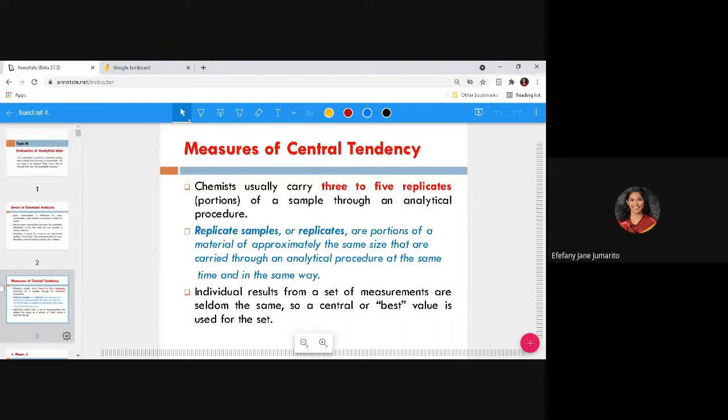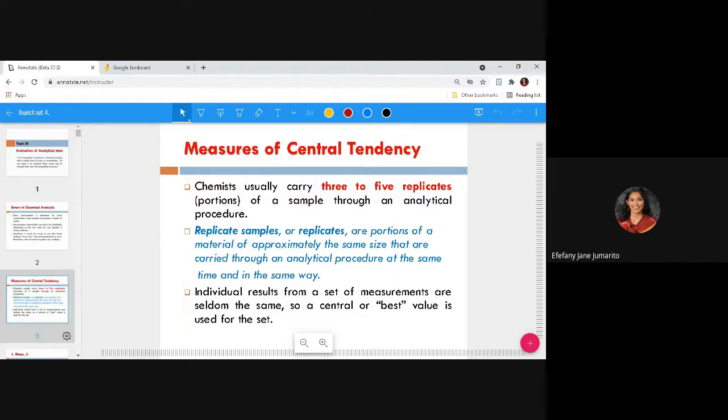More of your experiment, with the same size, with the same situation, the same procedure, at the same time and in the same way. So that's replicate. You multiply your data, but making sure that it's at the same time, the same way, the same procedure you follow, and the same size. So that's replicate. And then individual results from a set of measurements are seldom the same. So a central or best value is used for the set.